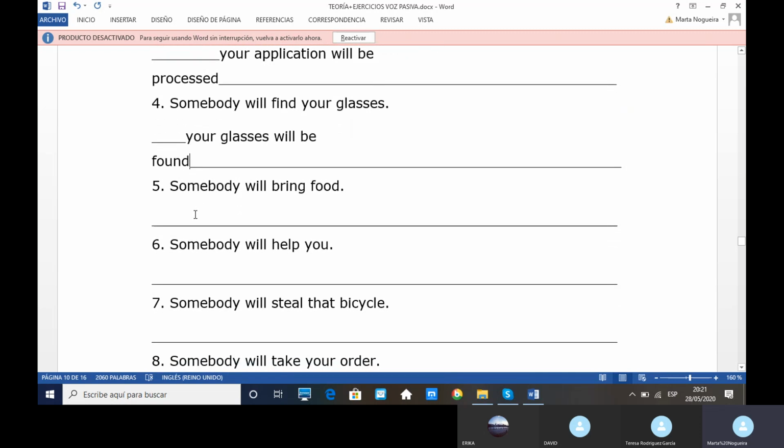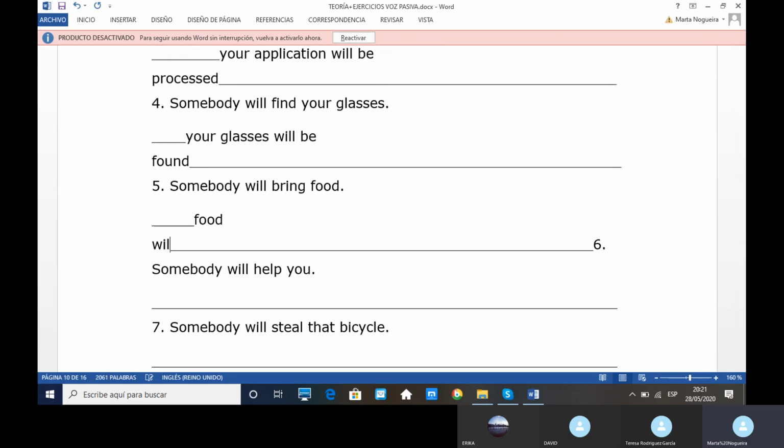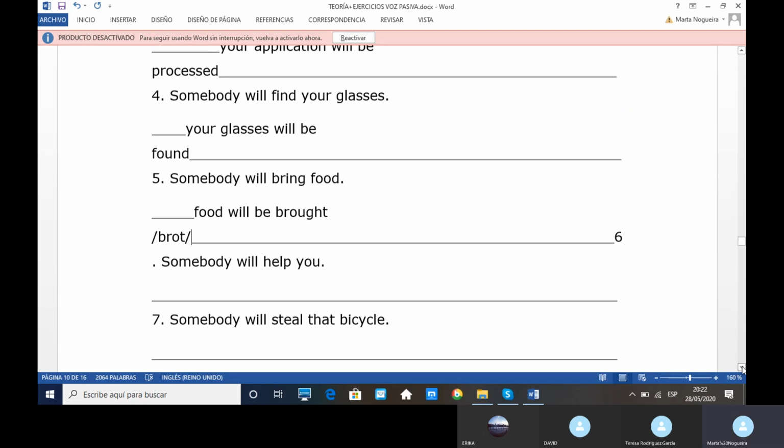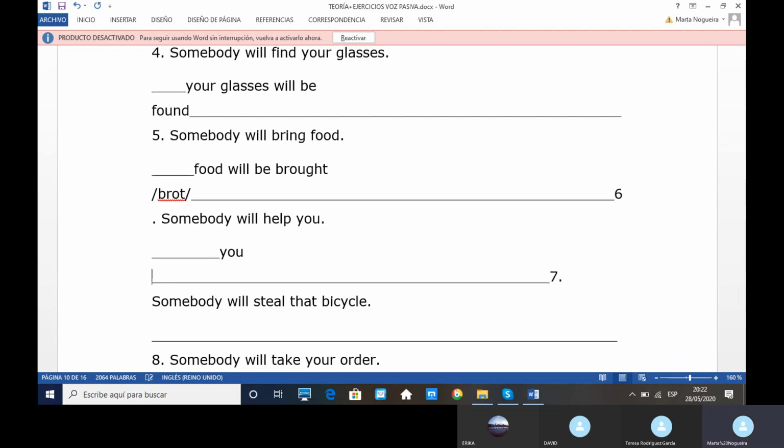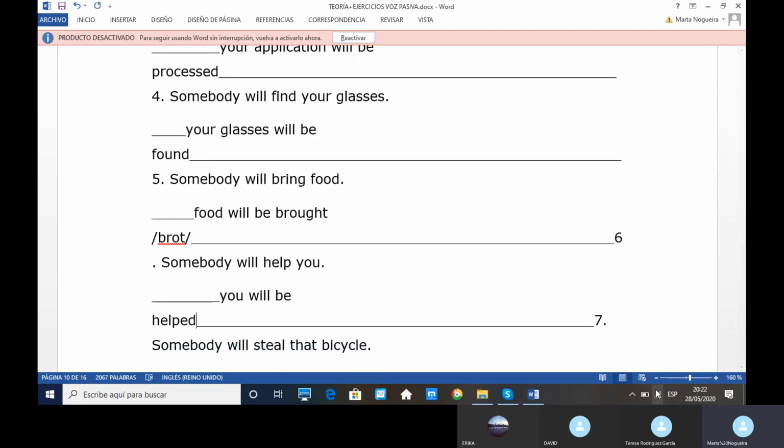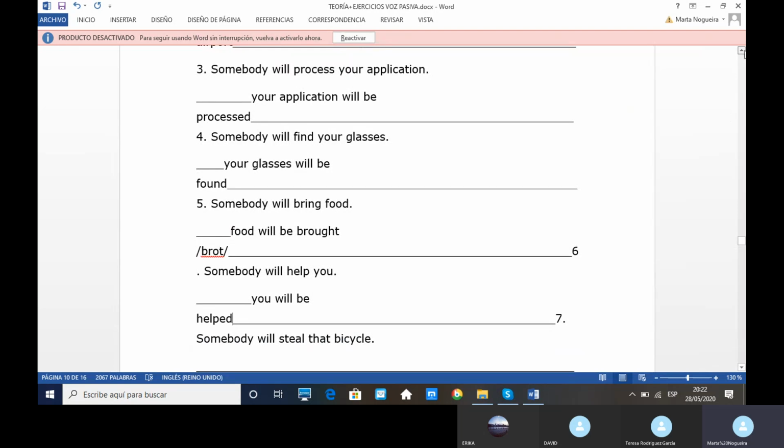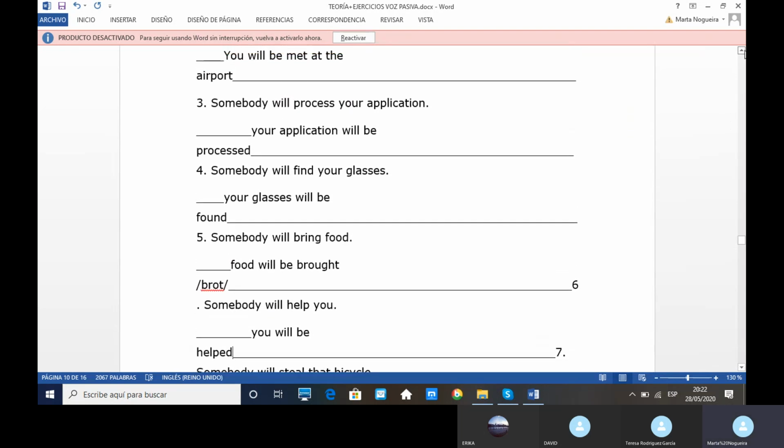Somebody will bring food. Food will be brought, okay, pronounced like this, brought. And number six, somebody will help you, you will be helped. Tú serás ayudado, te ayudarán, es lo que diríamos en español. Okay, no doubts with this. Well, this is following rules, but we're going to practice a little bit more, not with this. Okay. I'm going to show it to you just in case you are copying or something. There you have it.